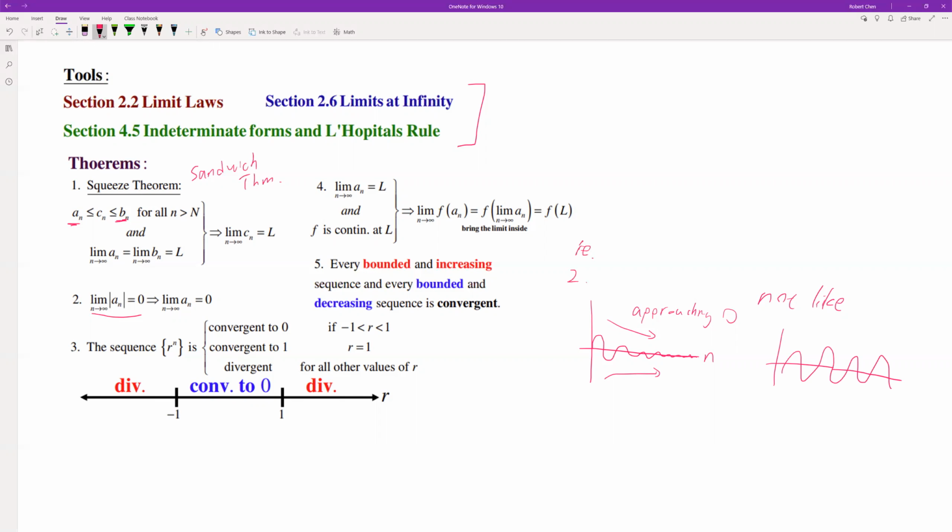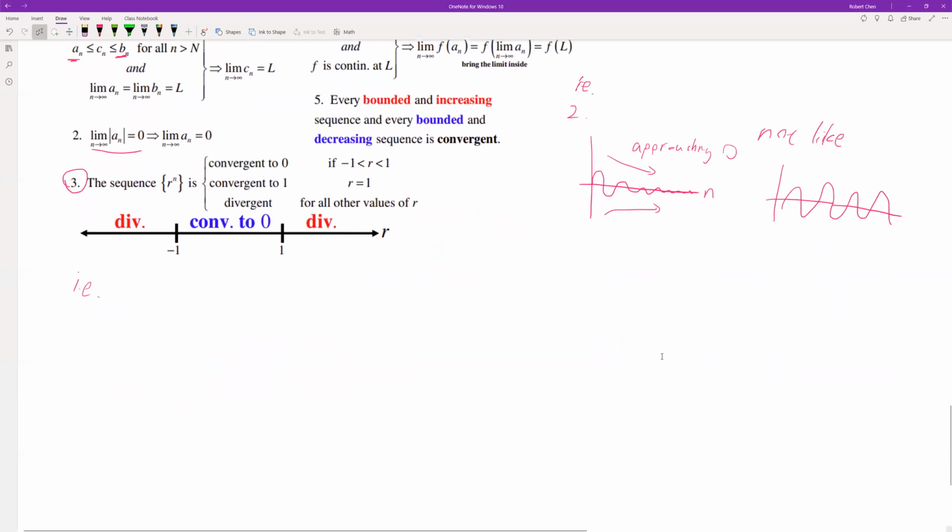Okay, and the third one, sequence r^n, r to the power of n. This is very useful, so keep this in mind. It is convergent to 0 if r is between -1 and 1, right? An example would be 1/2 to the power of n. When you take infinite power of n, this whole thing is approaching 0, because your base is between -1 and 1. When you take powers of something like that, it tends to decrease.